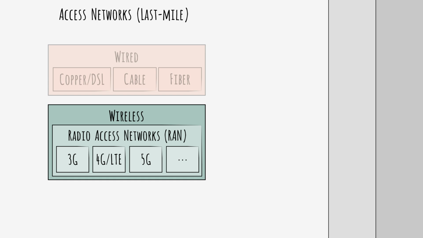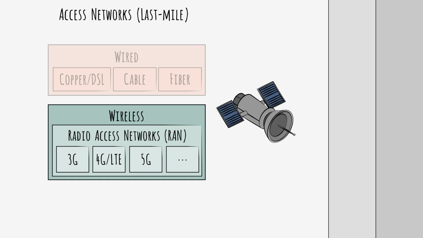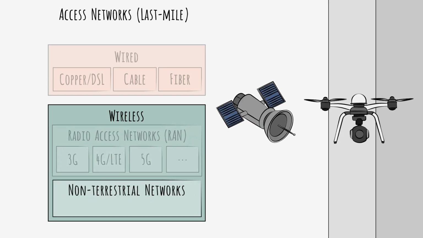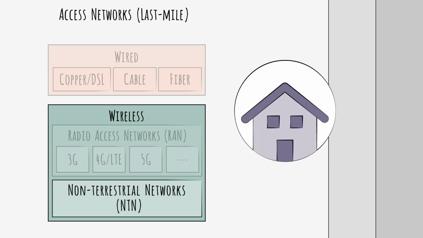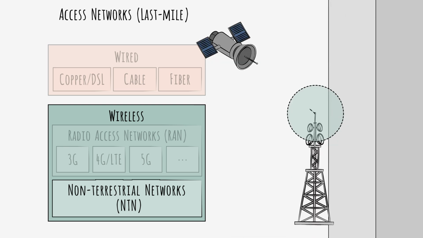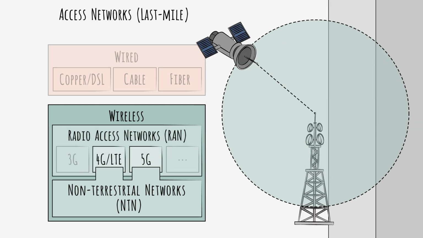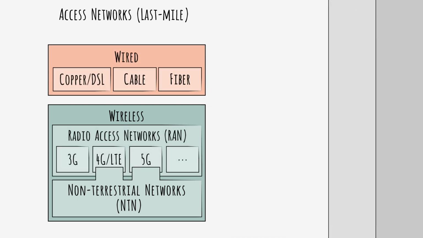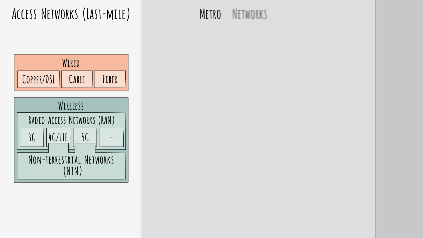In recent years, the latest technology includes satellites and drones. These are the non-terrestrial networks, or NTNs. They function as both standalone networks, say for home internet in Starlink's case, and as extensions of the RAN, helping it cover remote areas. Regardless of the access network being used, information eventually needs to find its way upstream to the next layer, the metro networks, aka the middle mile.